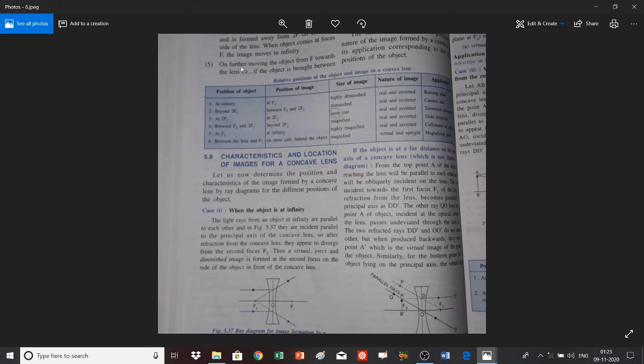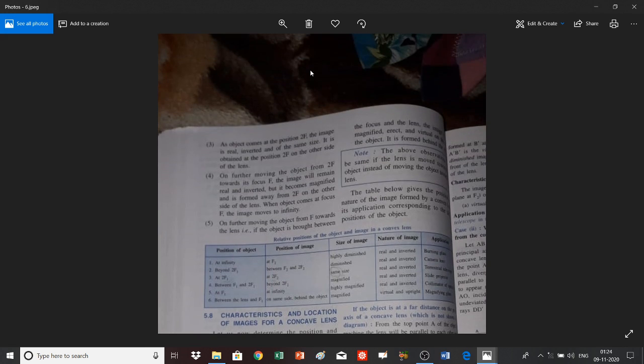And finally, on further moving the object from f towards the lens, that is, the object is placed between the optical center and the focus, then the image will be erect, upright, and magnified but virtual. Note, the above observation can be the same if the lens is moved away from the object.